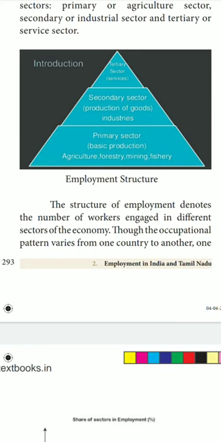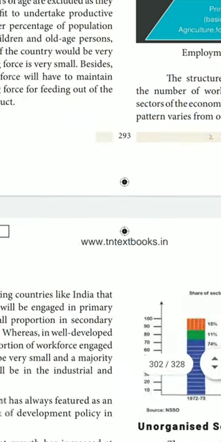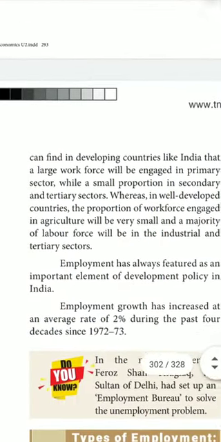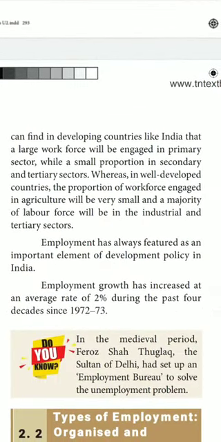Though the occupational pattern varies from one country to another, it can be found that in a developing country like India a large workforce will be engaged in the primary sector. Mostly, like our country India, among these 3 sectors, the primary sector has more, while a small proportion is in the secondary and tertiary sectors. Whereas in well-developed countries, the proportion of the workforce engaged in agriculture will be very small, and a majority of the labor force will be in the industrial and tertiary sectors.